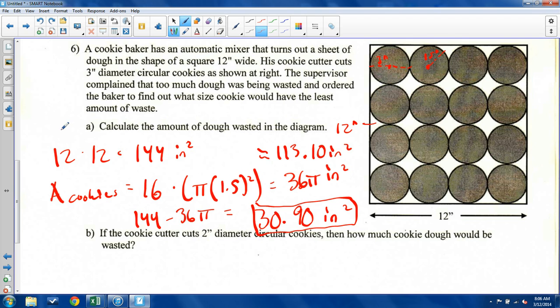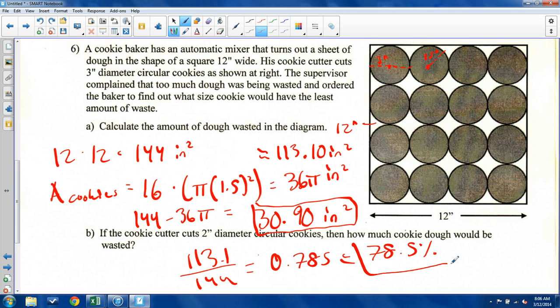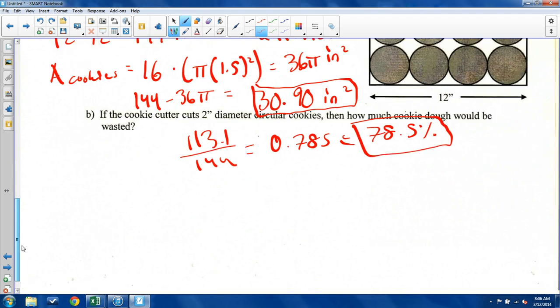Oh, and by the way, this can work as a percentage. If I do 113.1 divided by 144, I get a decimal, 0.785. That means about 78.5% of my cookie dough was used. The rest, the 21.5%, is being wasted.